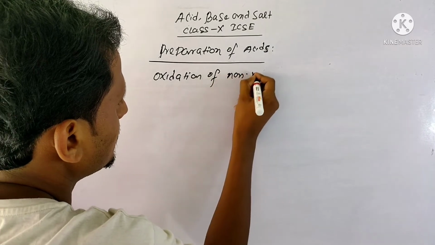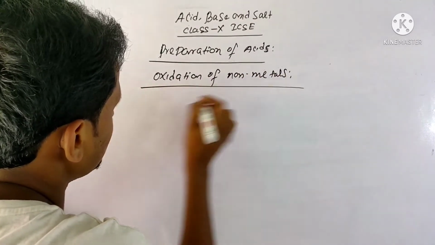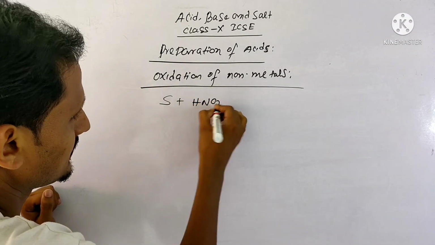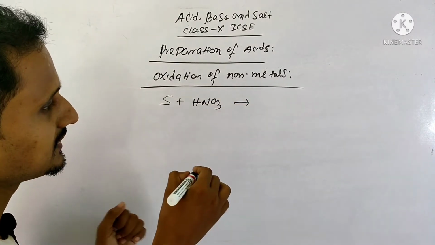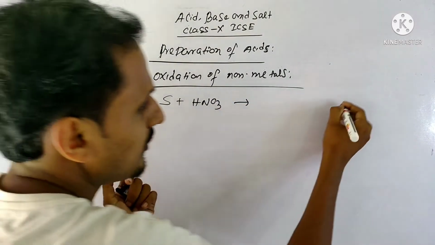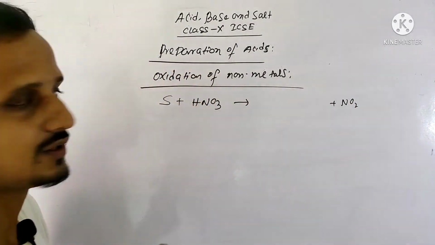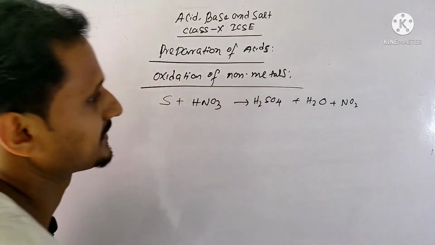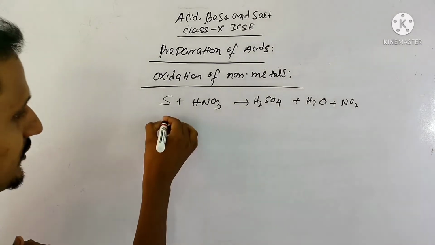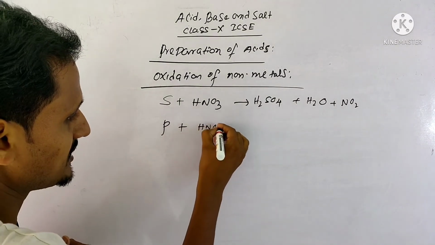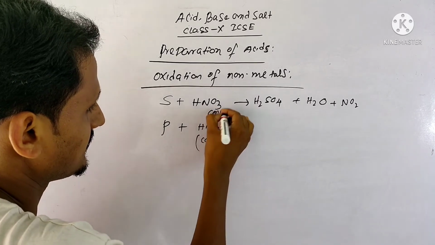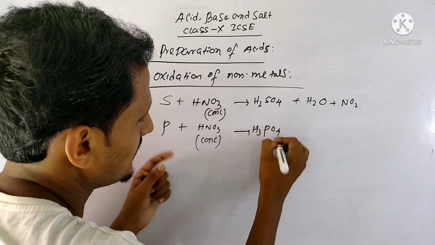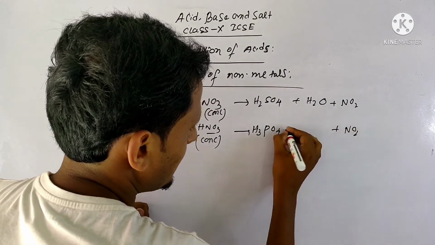So this method is oxidation of non-metals. Sulfur, it is solid. When it reacts with nitric acid, it will form the corresponding acid, that is H2SO4, with water, and nitrogen dioxide will be evolved. This is the reaction. Again, if you take phosphorus with nitric acid, it should be concentrated nitric acid. It will form the corresponding acid of phosphorus, that means H3PO4. Nitrogen dioxide will evolve, and with that water will form.